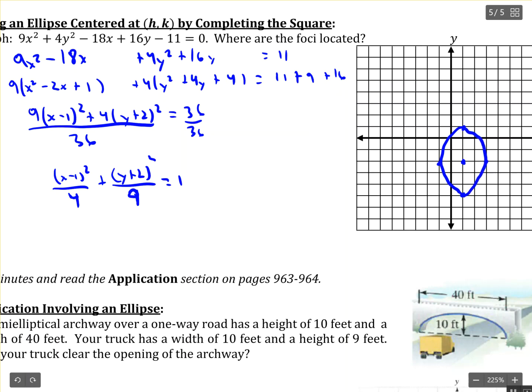And now, again, c squared equals bigger minus smaller. So 9 minus 4 equals 5. So c equals square root of 5. This time I'm going to add and subtract square root of 5 from the y value of my center, which is negative 2. So 1 comma negative 2 plus root 5, and 1 comma negative 2 minus root 5. And if I'm plotting those, again, root 5 is just over 2. So it'd be up there and right down there would be my foci.